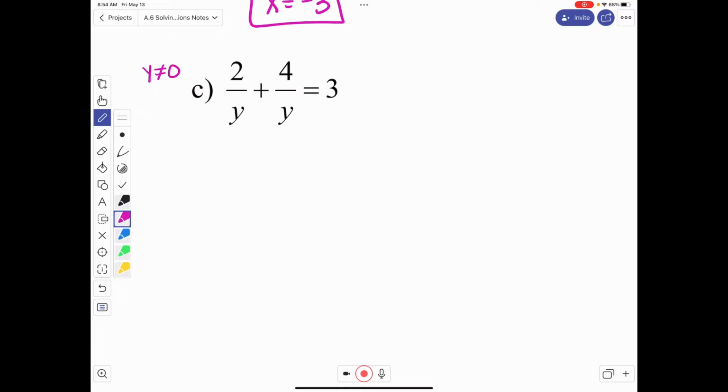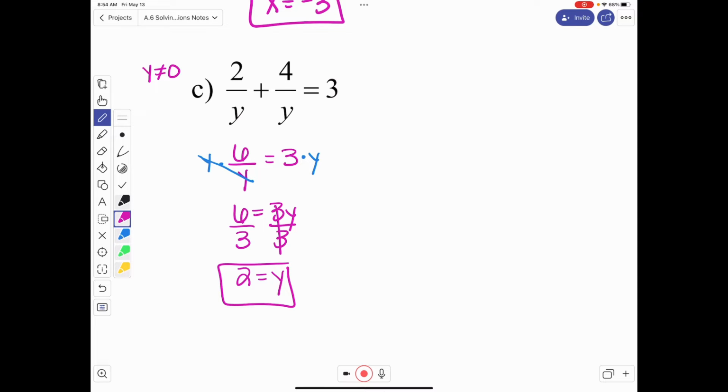So since we do have the same denominator, we can add 2 and 4, which will give us 6. 6 over y equals 3. And then what I'm going to do is multiply by y. This will cancel out. I'll multiply this side by y. And I'll get 6 equals 3y. And then I will divide by 3. So that will be 2 equals y. And we said it couldn't be 0, and y is not 0. So we are okay. That is okay to be our answer. The only thing y couldn't be was 0, so we're good.